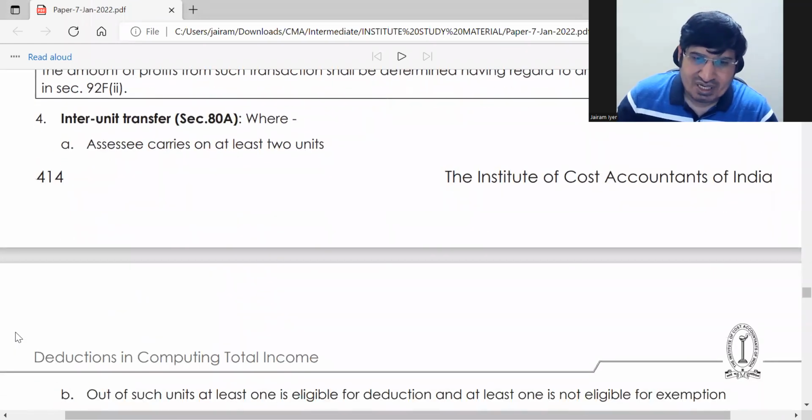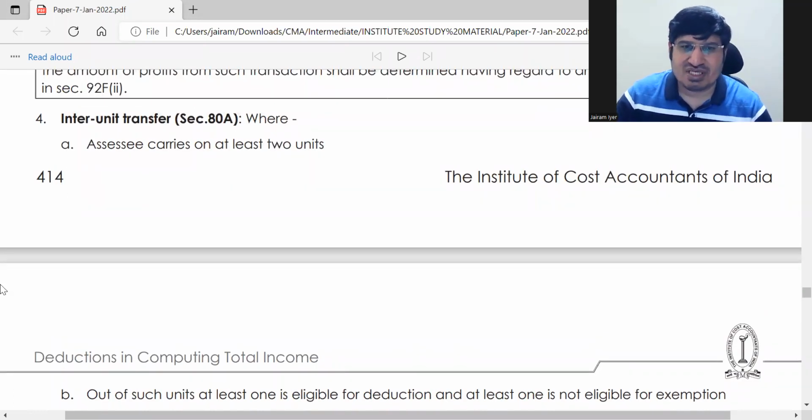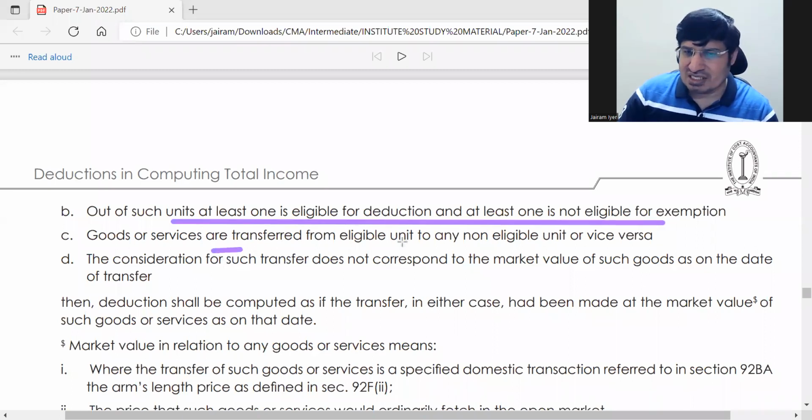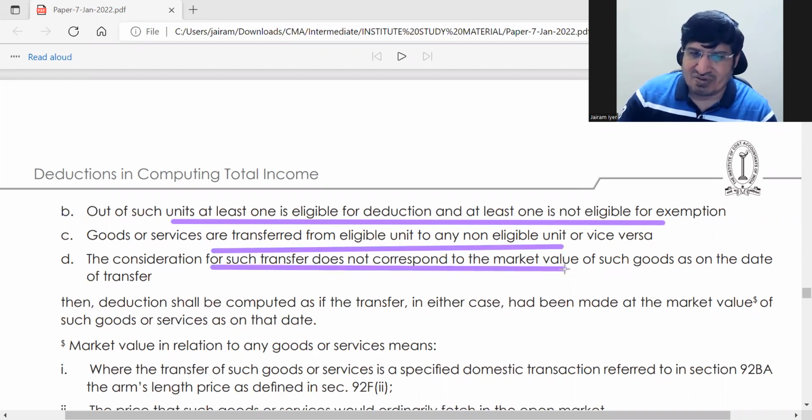Chalo. Then next point is inter-unit transfer, which is section 80A. Okay. SSE carries on at least 2 units. And one is eligible for deduction, other is not eligible for deduction. Okay, same case as other. One is eligible, one is not eligible. Goods are transferred from eligible to non-eligible unit or vice versa. Okay, and consideration does not correspond to the market value.